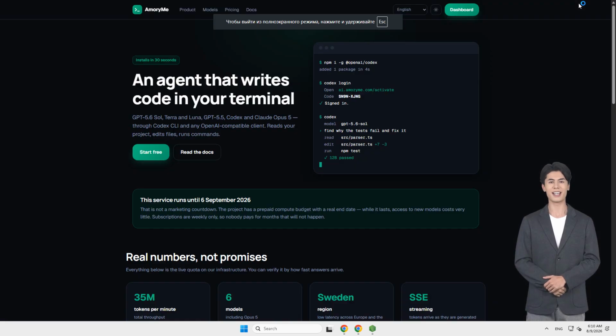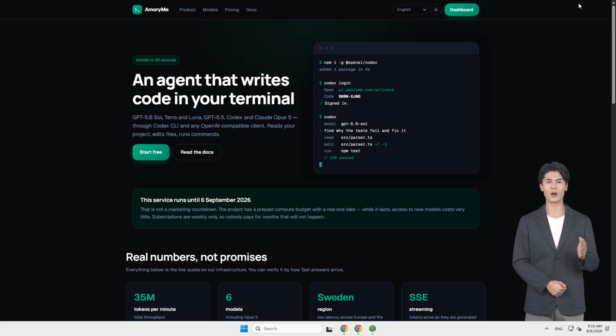First, I switched the site to English using the language selector in the header. You get 3 days free with no card, and all models are available.